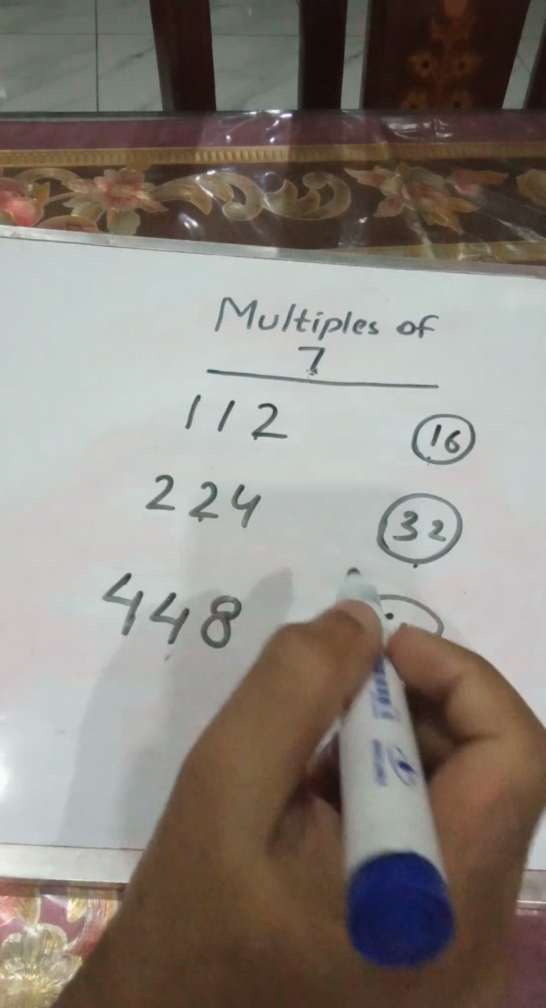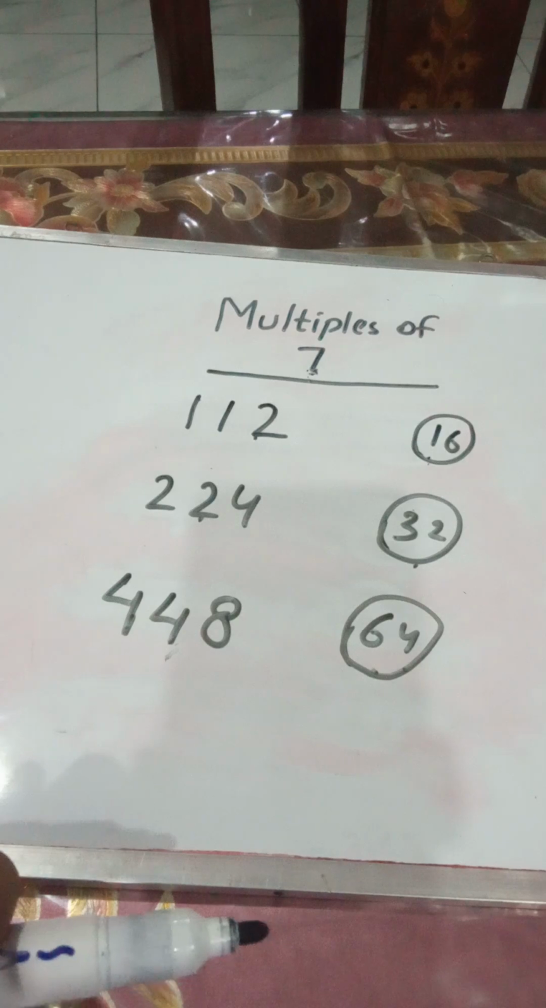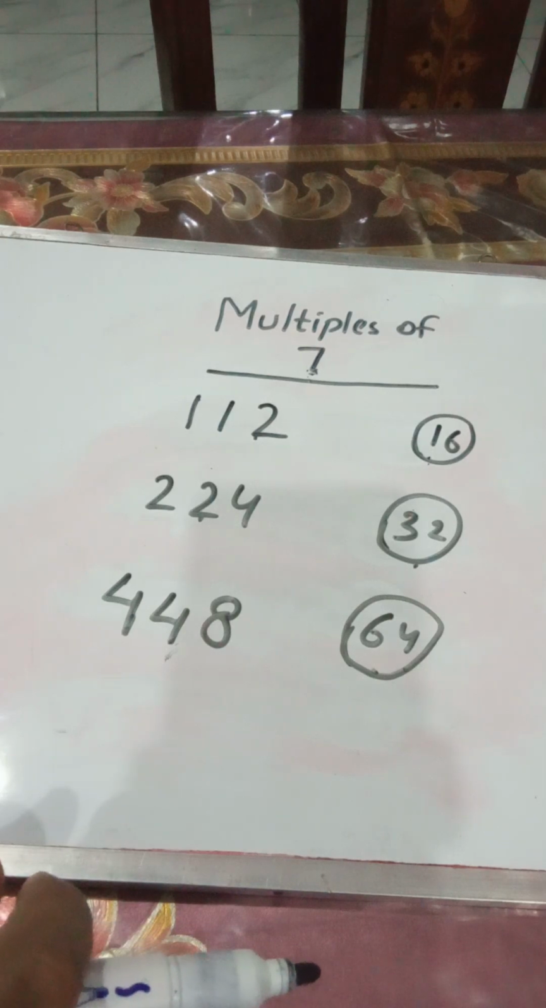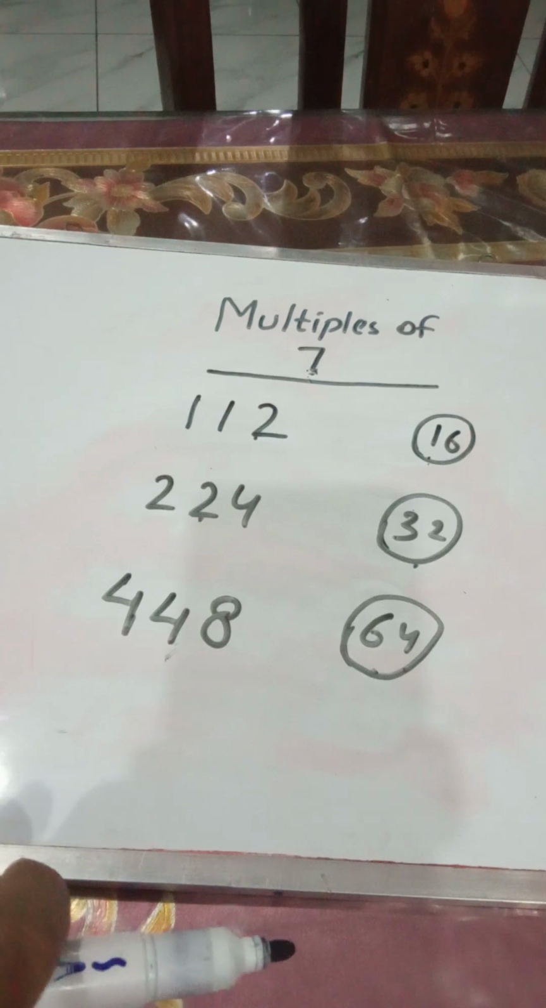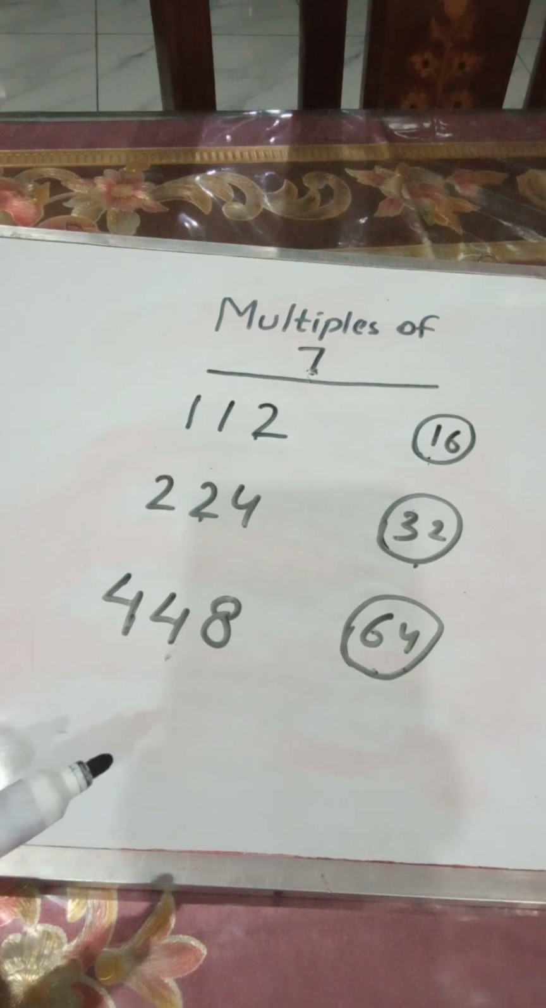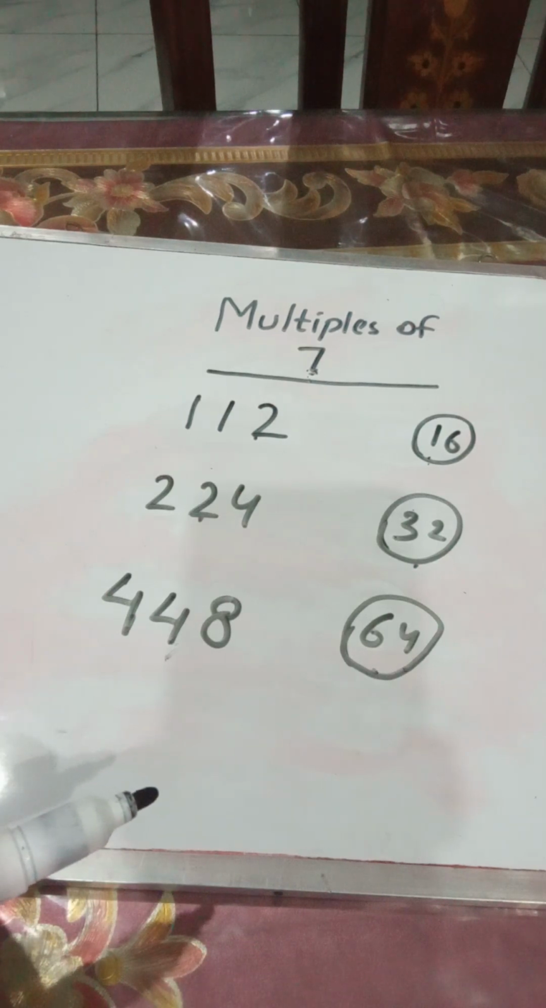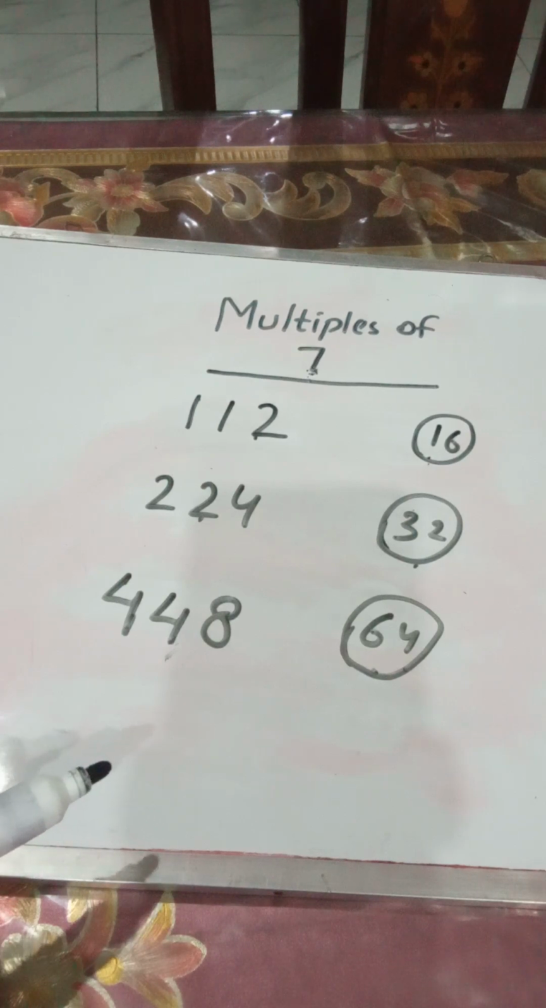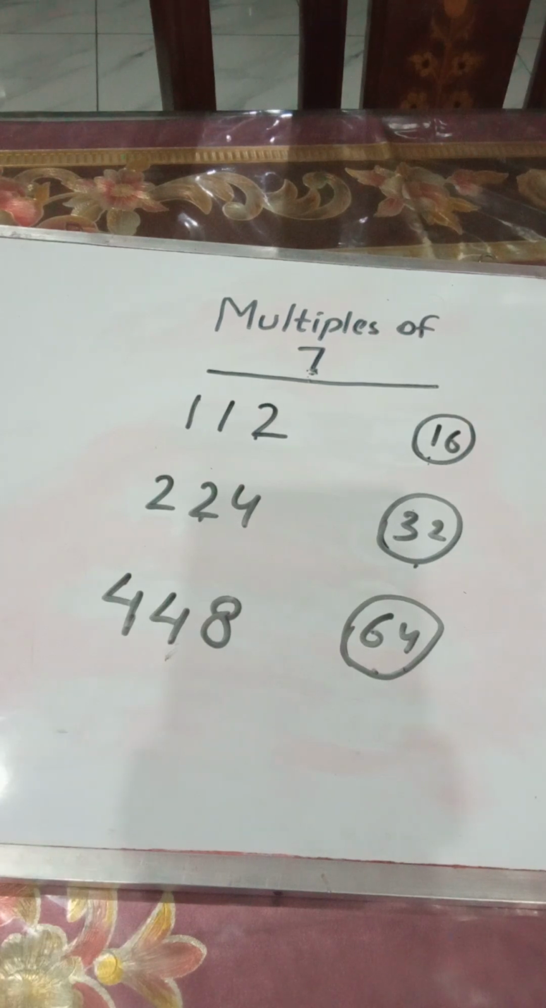So this is how we will find out the multiples of different numbers. This method will help you in finding out the quotient of any dividend. This method will help us in the case of division. Now let us see how we can find out the multiples of 4 by using this method.